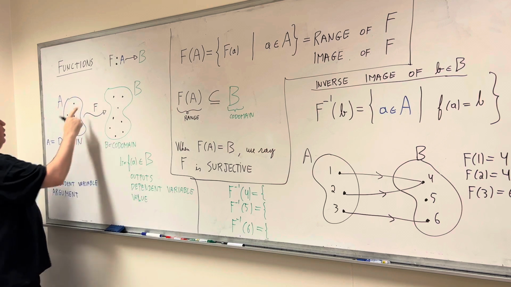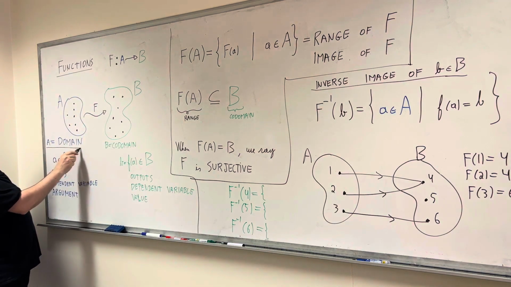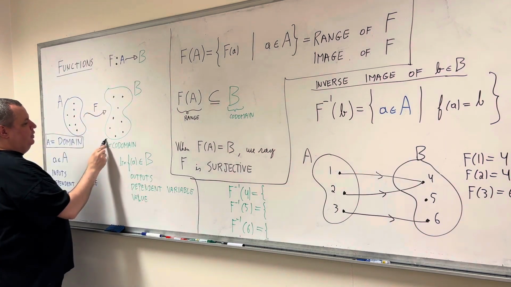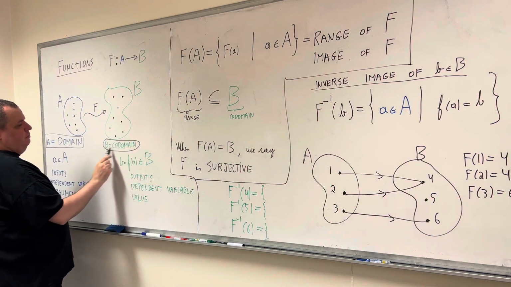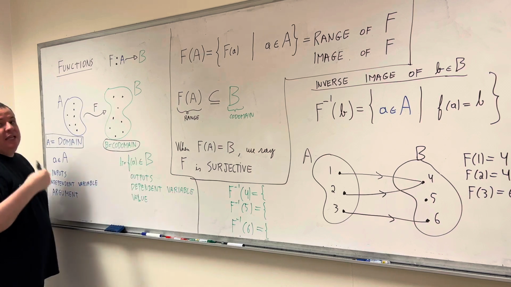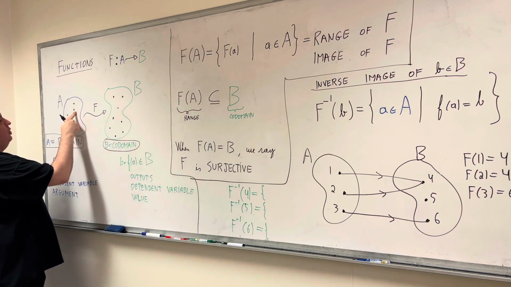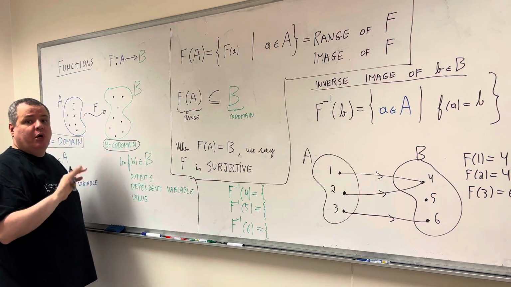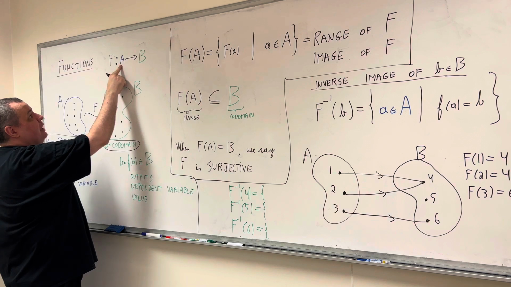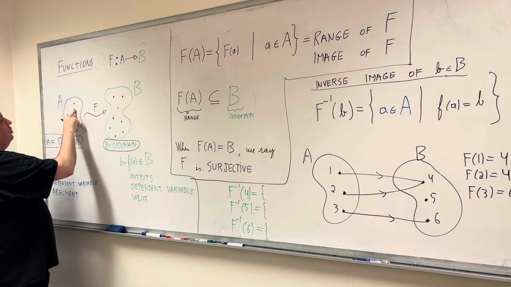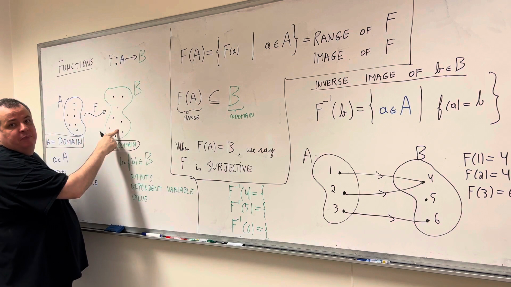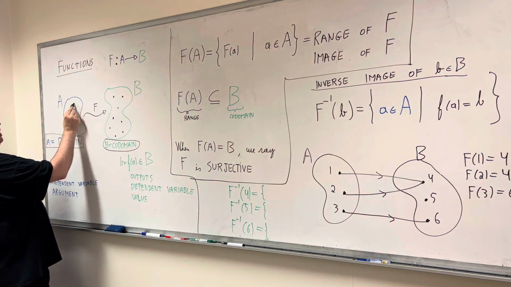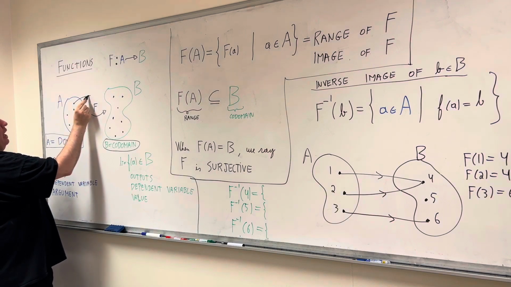So A is what we call the domain of the function. Set B is what we call the codomain of the function. And we say the function maps each element of A to one element of B. Okay? So important here is that every element of A is associated to some element of B. Okay? So if I were to make arrows detailing, for each element of A, there's an arrow going out.